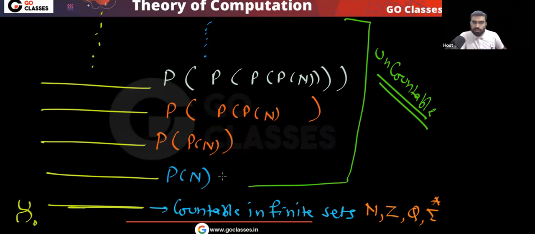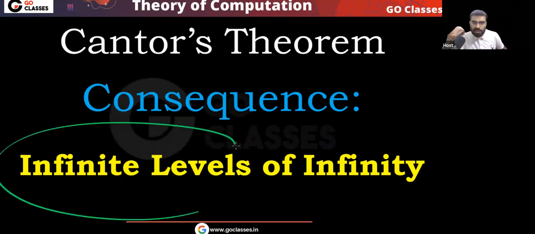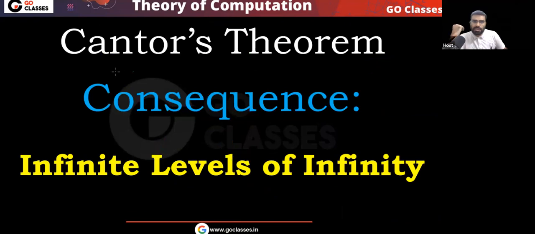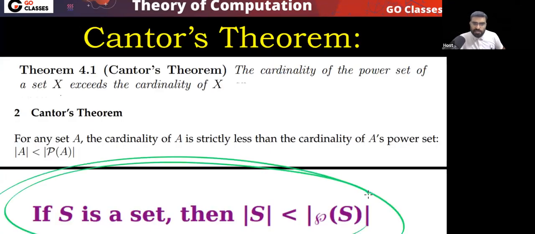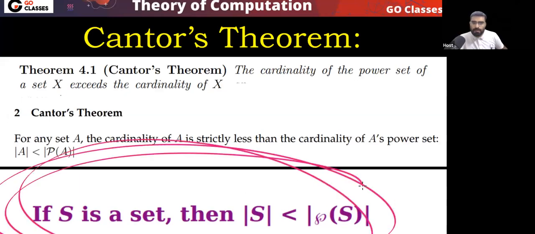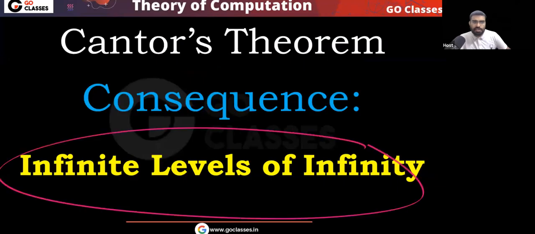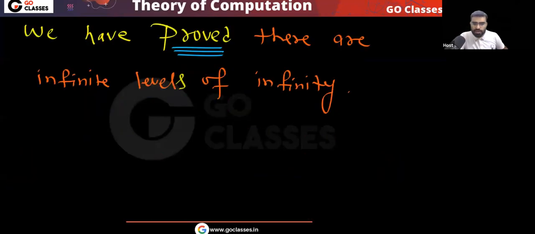So I hope you understood. Remember, this is the consequence of Cantor's theorem, that there are infinite levels of infinity. Now, did you find Cantor's theorem interesting? Because of this theorem, because of this result, you can create infinite levels of infinity. This is what you can do.